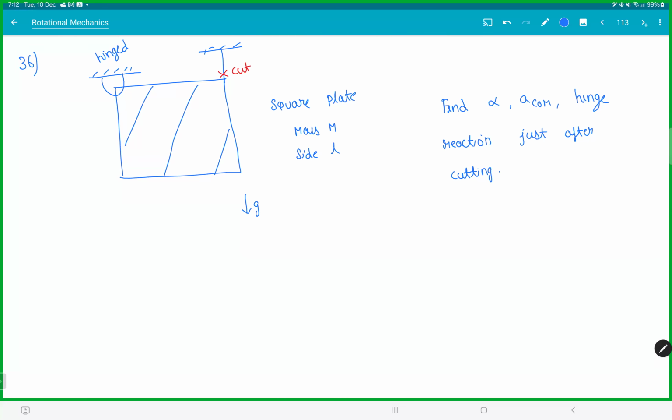Hope everyone got the FBD. There are only three forces, Ny, Nx, and Mg. The center of mass is going in a circle of radius L by root 2. Hope you have taken that properly. It is half diagonal. A is not equal to L alpha. That looks right, Adi. Let's get the remaining also.